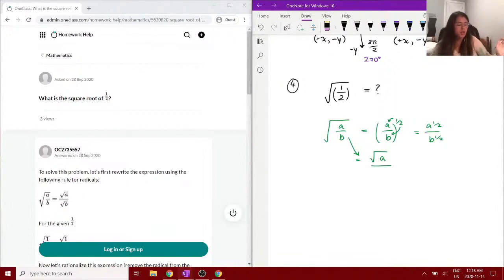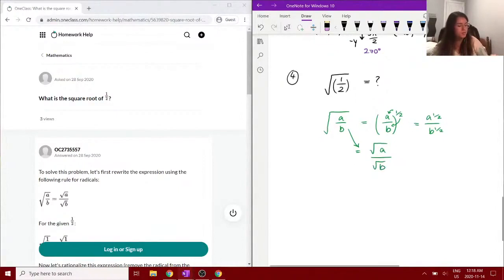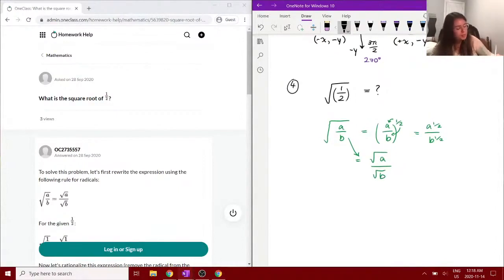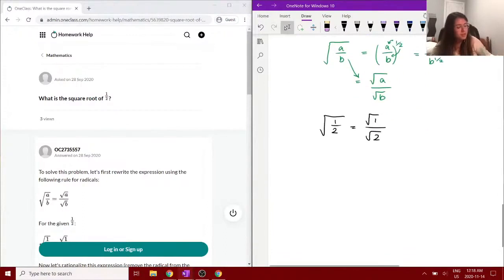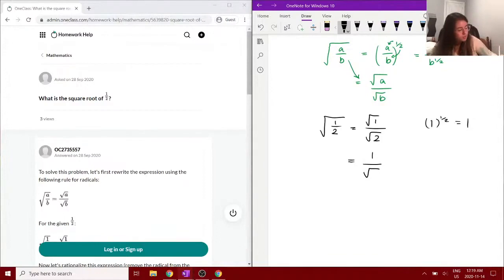Instead of a divided by b all within the square root, you have the square root of a over the square root of b. Okay, so that's the rule. So let's apply it to our square root of 1/2. We have the square root of 1 over the square root of 2. Now we know that the square root of 1 is just 1, because 1 to any exponent is always just 1. So we have 1 over the square root of 2.